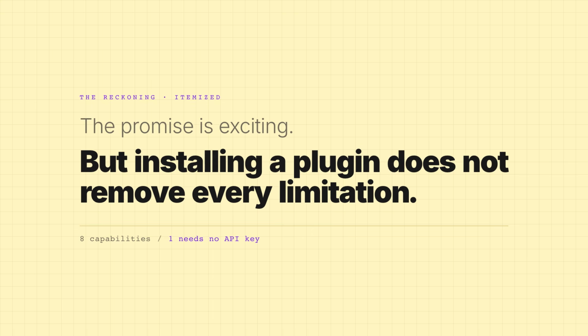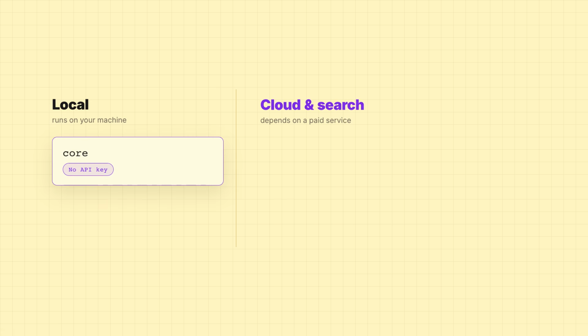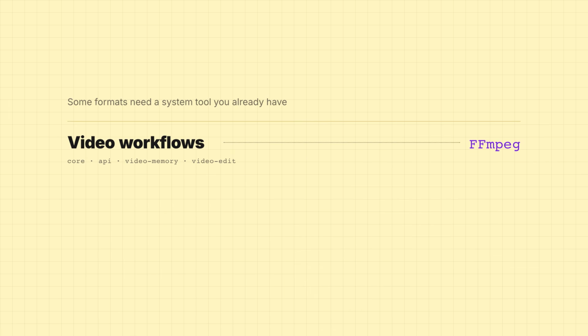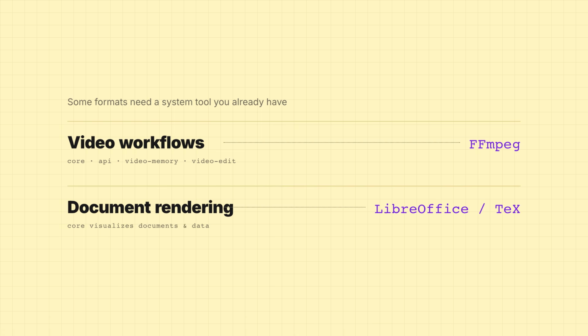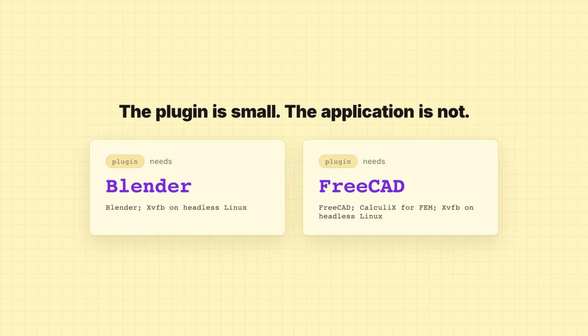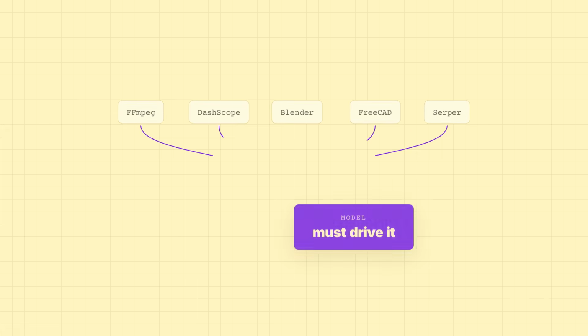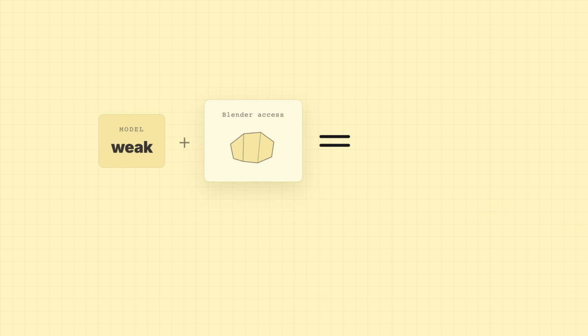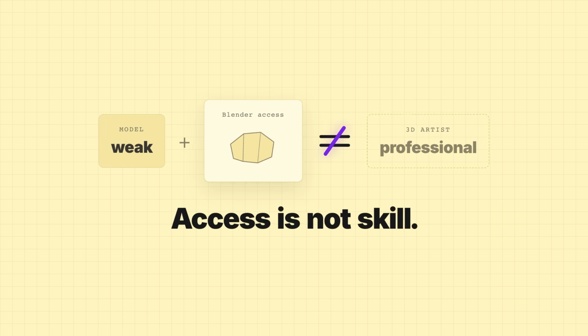The promise is exciting, but installing a plugin does not remove every limitation. Some capabilities work locally, while others depend on DashScope or third-party search services. Video workflows may need FFmpeg. Document rendering may need LibreOffice or TeX. Blender and FreeCAD obviously require their full applications. The agent also needs a model capable of using these tools correctly. Giving a weak model access to Blender does not make it a professional 3D artist.